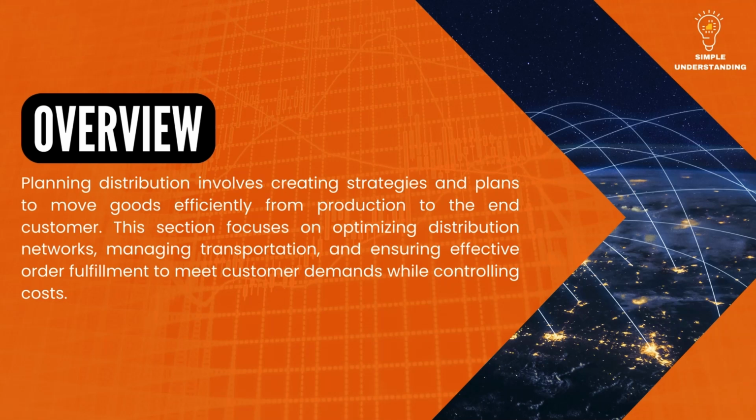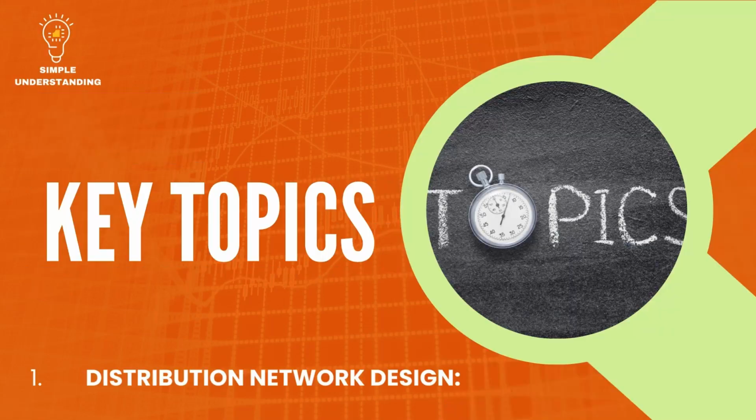Overview. Planning distribution involves creating strategies and plans to move goods efficiently from production to the end customer. This section focuses on optimizing distribution networks, managing transportation, and ensuring effective order fulfillment to meet customer demands while controlling costs. Key topics: Distribution network design.